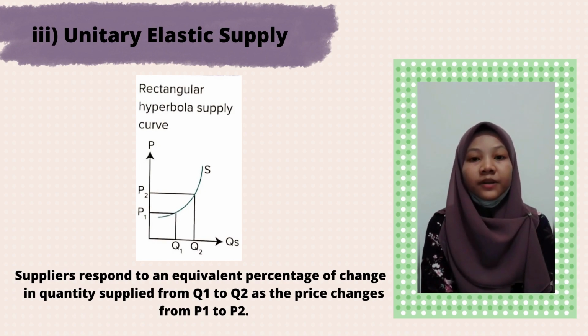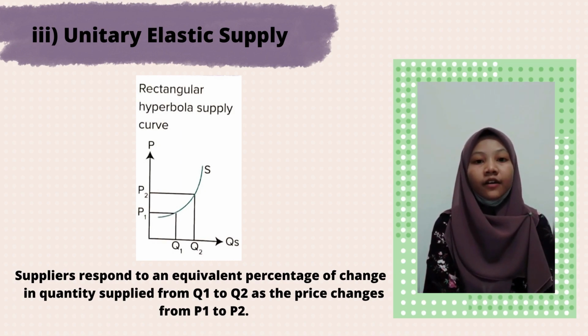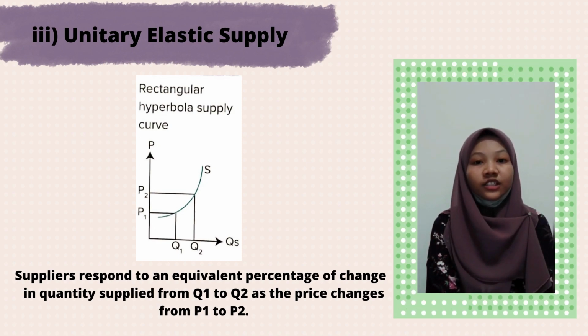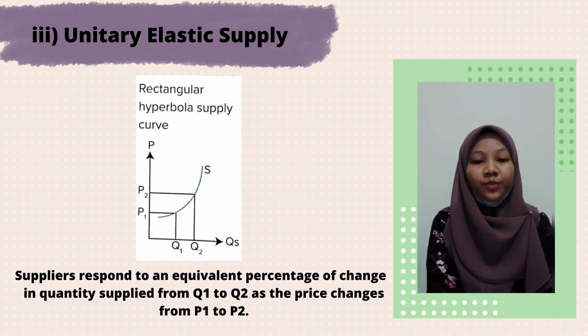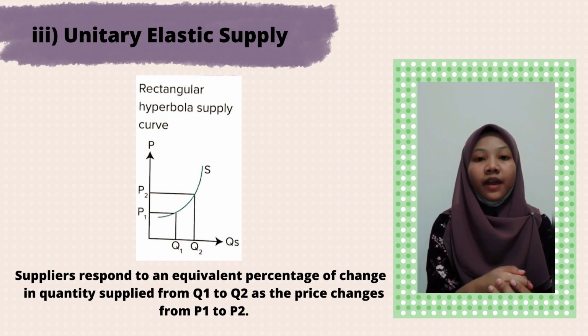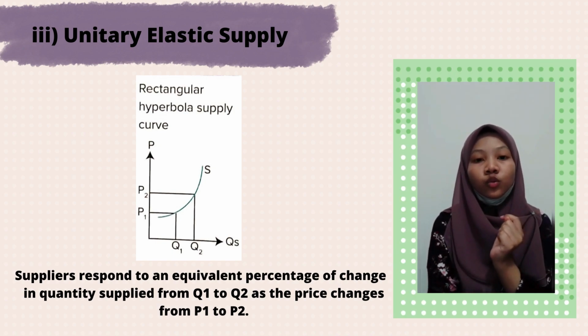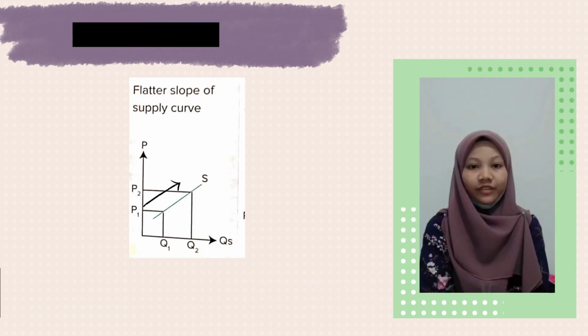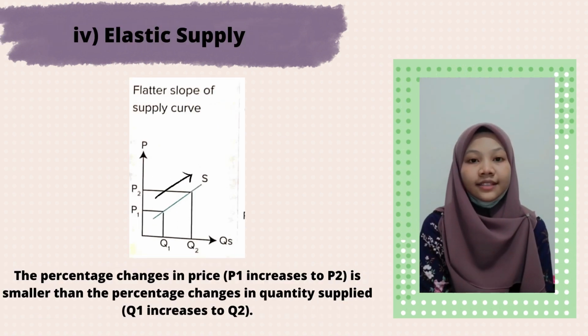Third is unitary elastic supply. This diagram represents a rectangular hyperbola supply curve. A change in the price of the goods causes an equal change in its quantity supplied. Suppliers respond with an equivalent percentage change in quantity supplied from Q1 to Q2 as the price changes from P1 to P2.